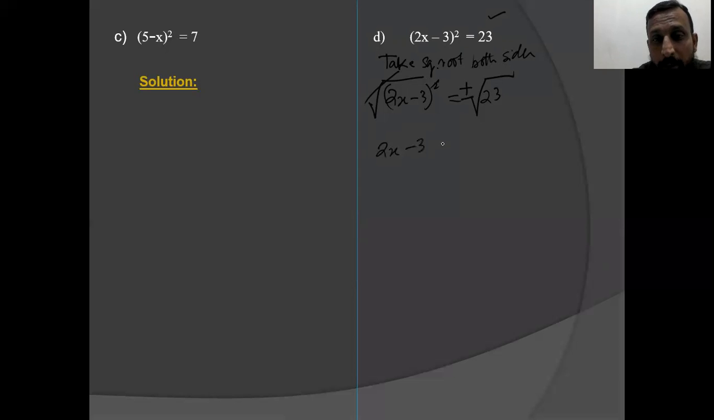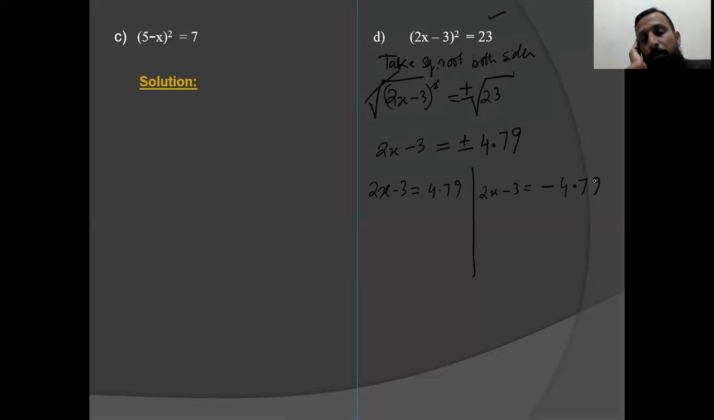Please use your calculator and give me the result of square root 23. So I have now, it's 4.79. Now you see on the right hand side, it's positive 4.79 and negative 4.79. So what you need to do, make two columns. 2x minus 3 equals positive 4.79 or 2x minus 3 equals negative 4.79.